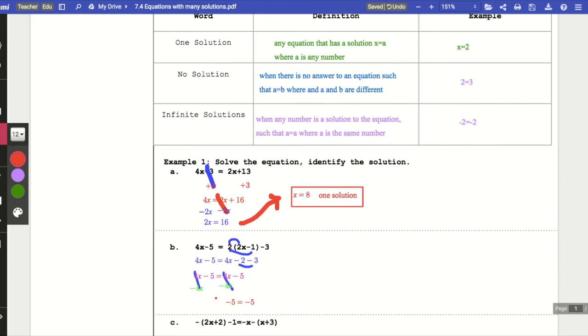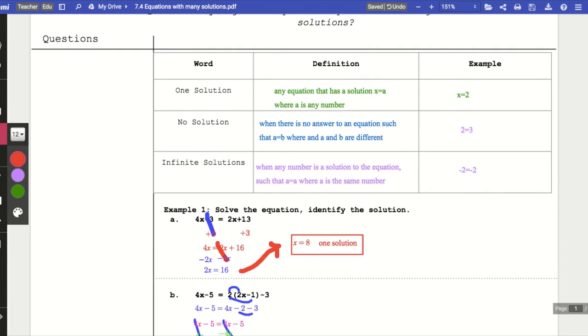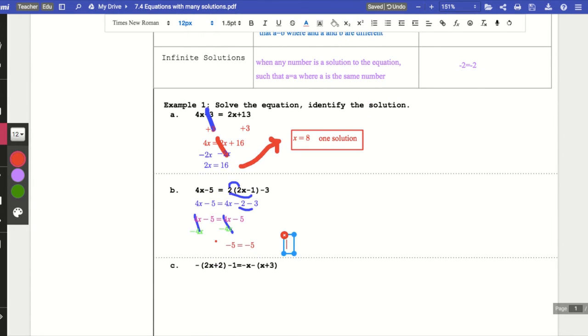If you look to the top, because I got negative 5 is equal to negative 5, those are the same numbers. So this is actually going to be infinite solutions. So all I have to write is infinite solutions.